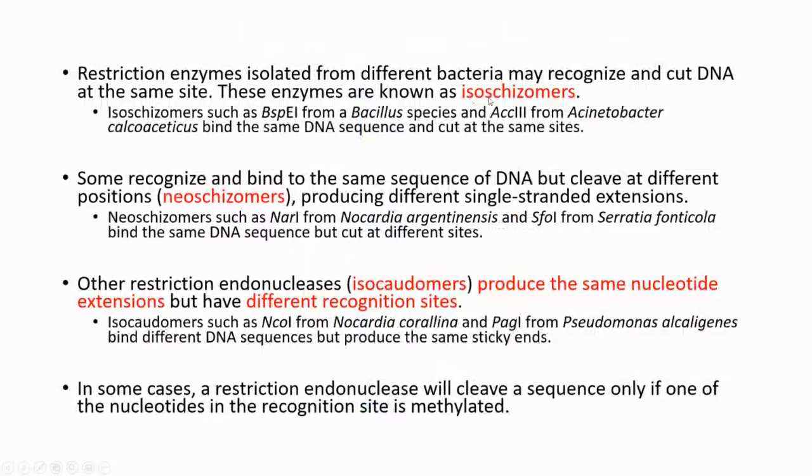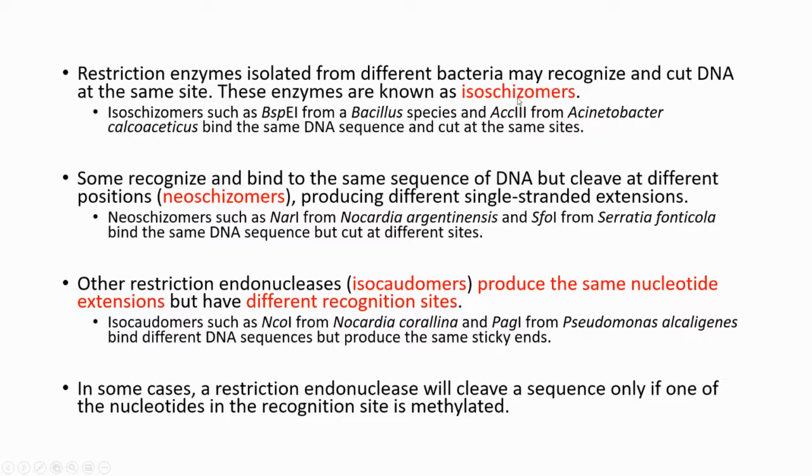That's called isocaudomer. And then some recognize and bind to the same DNA sequence, but cleave at different positions. We call it neoschizomer. And other restriction enzymes produce the same nucleotide extension, but they have different recognition sites. That's isocaudomer. So those are three different types of enzyme.